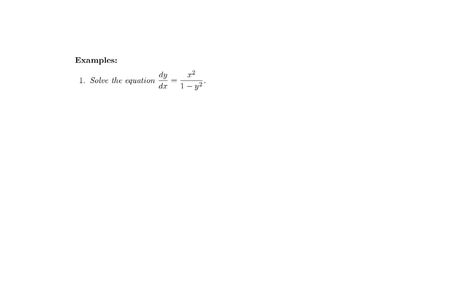I'm going to take a look at this first one in the handout, which is solve the equation dy/dx equals x squared over 1 minus y squared. Now, this one is separable because I can put the 1 minus y squared with the dy by multiplying, and I can get the dx over by multiplying it to the right. So after I do that, I'm going to have 1 minus y squared dy equals x squared dx. And it's from this point, now that they are separable, that I'm going to integrate.